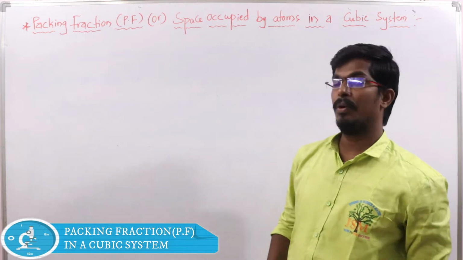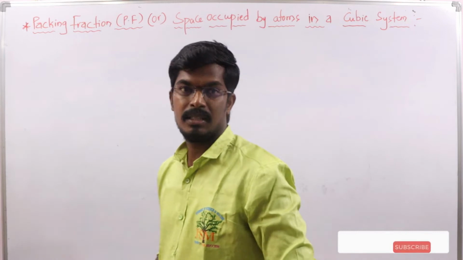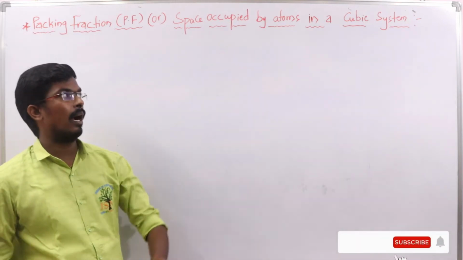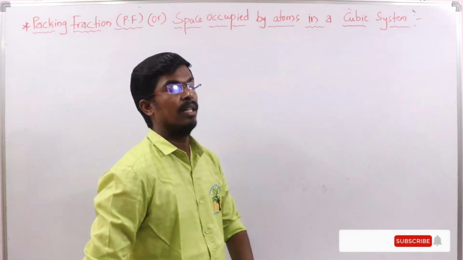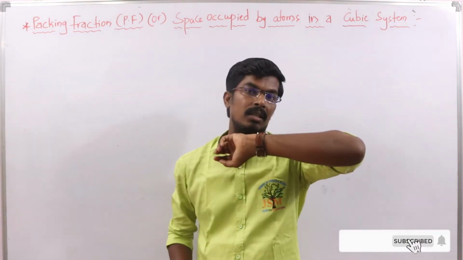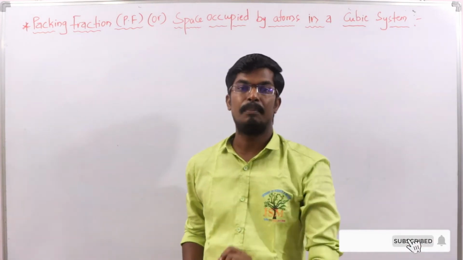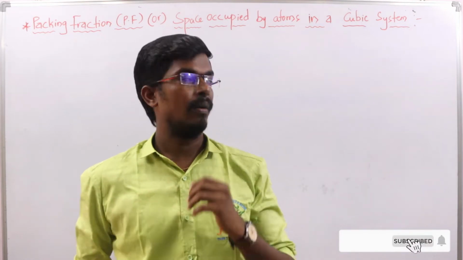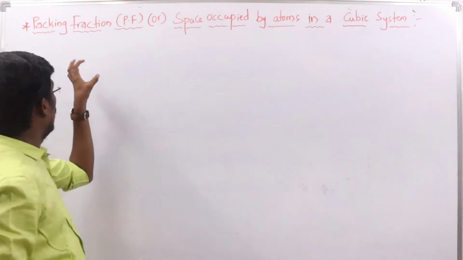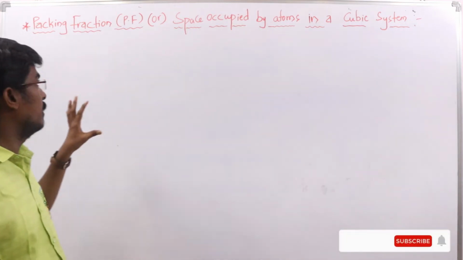In this session, I am going to explain the packing fraction, or the space or volume occupied by atoms in a cubic system. Generally in this cubic system, we are going to discuss three cubic systems, majorly: the primitive cubic, the face-centered cubic and body-centered cubic. How much of the space is going to be occupied by the atoms, I am going to explain in this session.